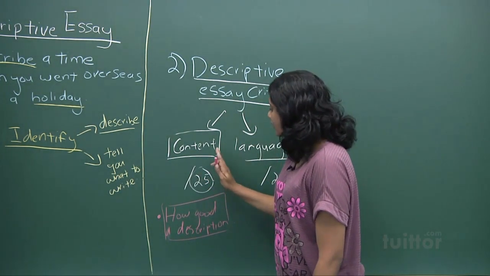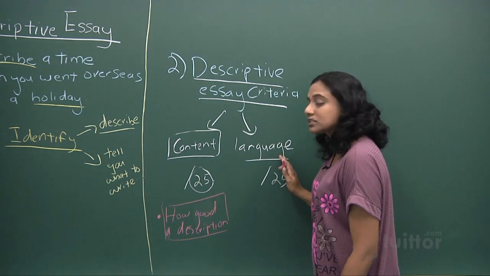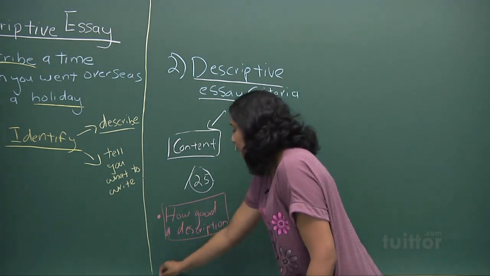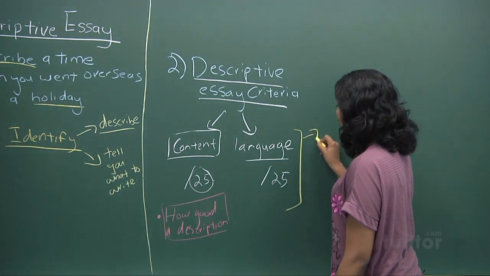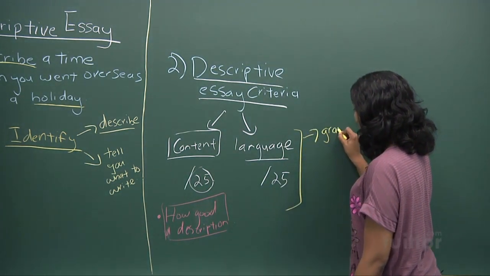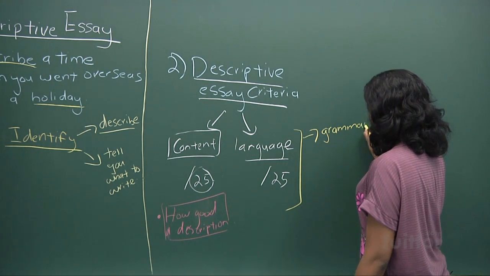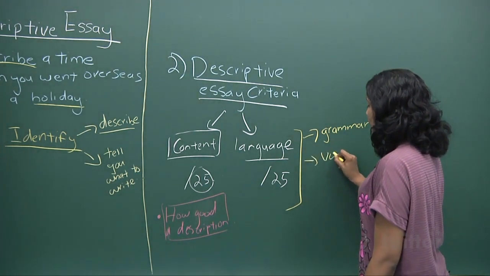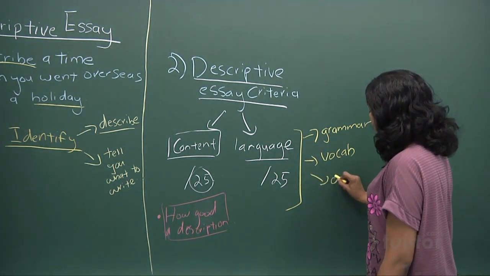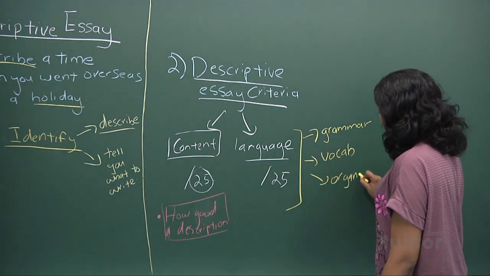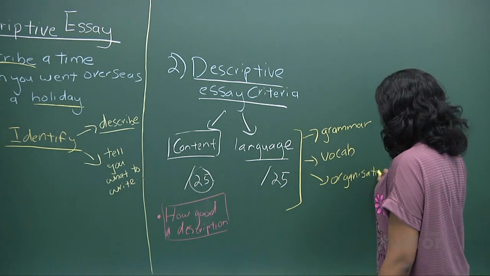The difference between the content and language is, language of course takes note of things like your grammar. They're going to look at things like your grammar. Of course, they're going to take note of your vocabulary. I'm just going to put it down as vocab. And something which I'm not sure if your teachers ever told you: organization.